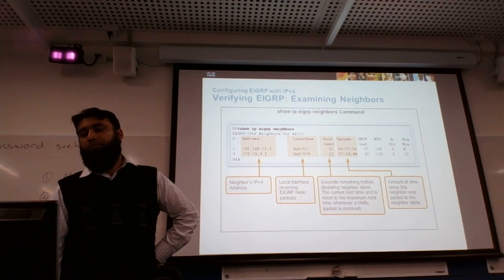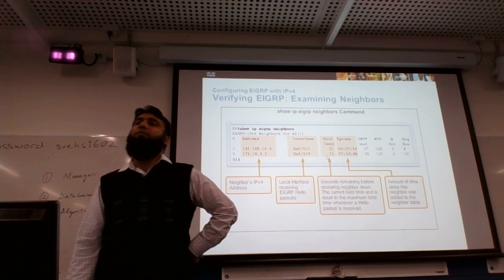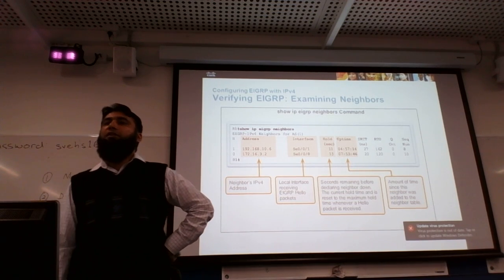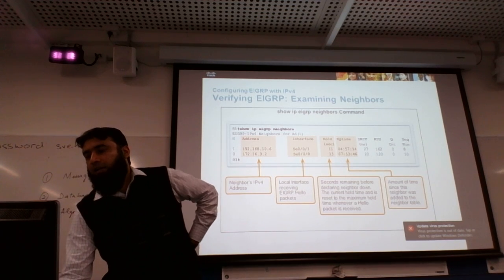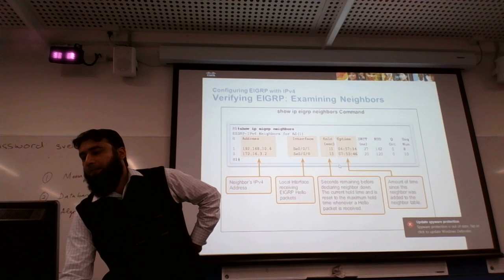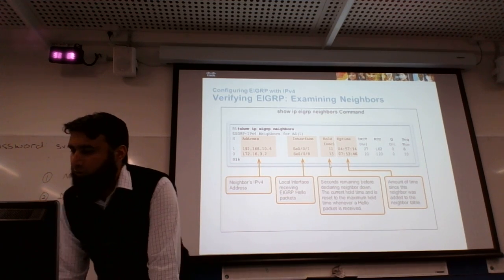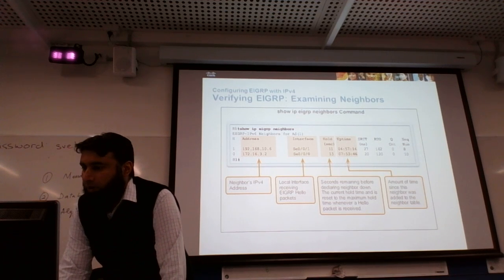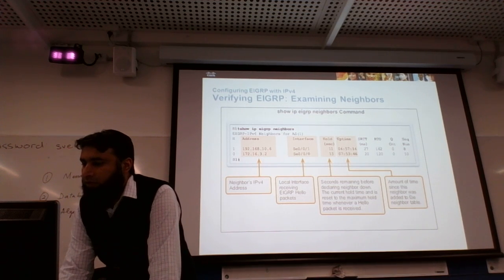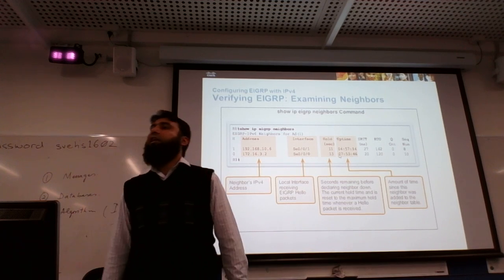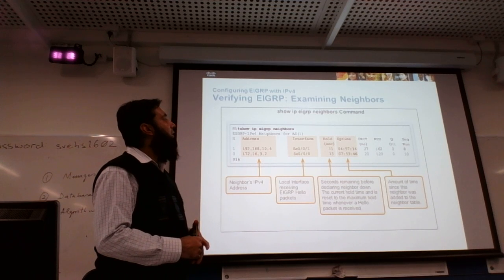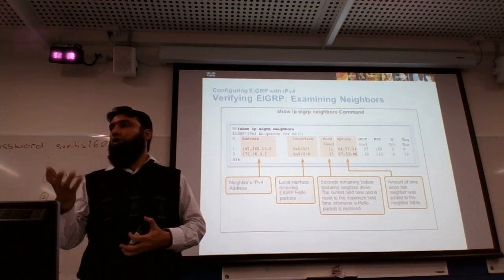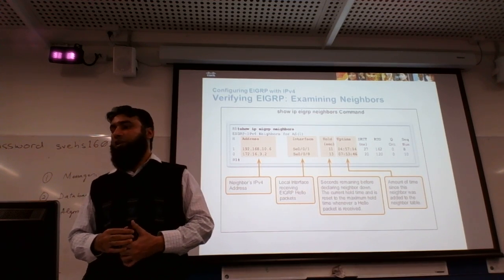Hold down timer: this is the timer after the elapse of which the neighbor is declared as dead or down. The uptime column is the amount of time since the neighbor was added to the neighbor table. So this command is actually showing us the contents of the neighbor table.